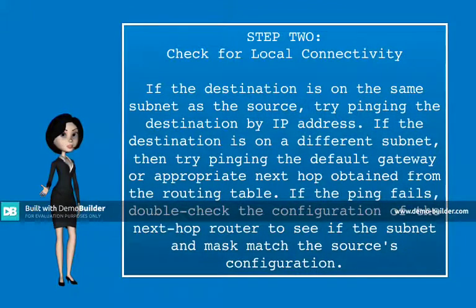Step 2. Check for local connectivity. If the destination is on the same subnet as the source, try pinging the destination by IP address. If the destination is on a different subnet, then try pinging the default gateway or appropriate next hop obtained from the routing table. If the ping fails, double-check the configuration of the next hop router to see if the subnet and mask match the source's configuration.